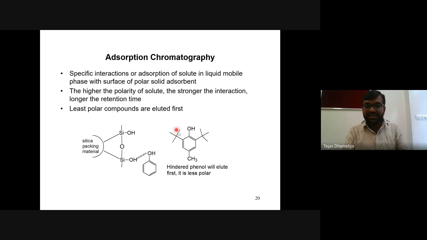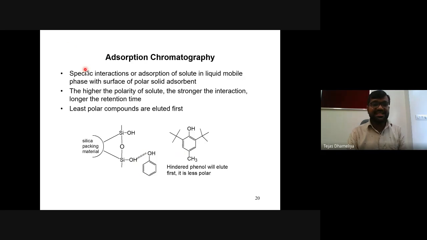But here also this is a role of tertiary butyl groups which are present over here, and they are hindering this oxygen to interact with the silanol groups and to make the interactions. Okay, so hindered phenol, if we have a reaction mixture which consists of phenol as well as hindered phenol, so hindered phenol will elute first because it is not having any kind of interactions, but a simple phenol will be retained by the silica, and that is not going to elute because it is having interactions likewise here.